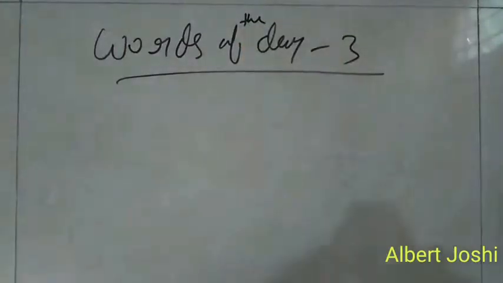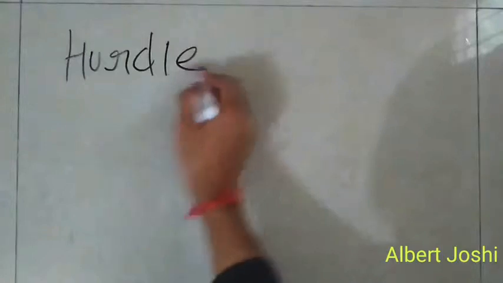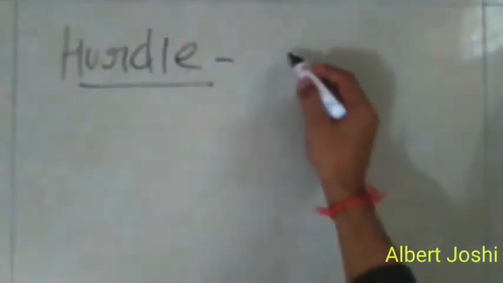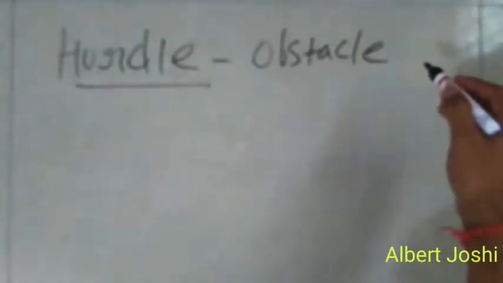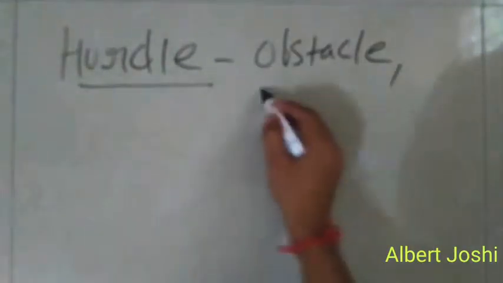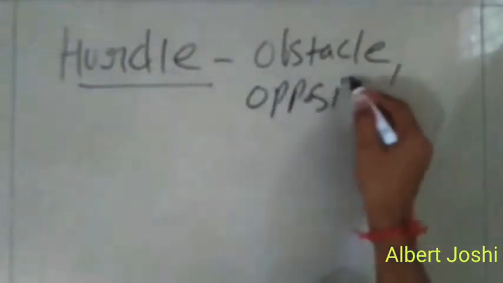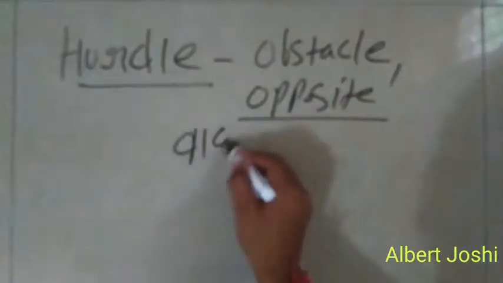So today we will give you another word. All these words have come in the newspaper. You must check the newspaper. The word is hurdle. This hurdle means obstacle. You can also use the opposite. Both meanings are the same. In Hindi you will use badha.